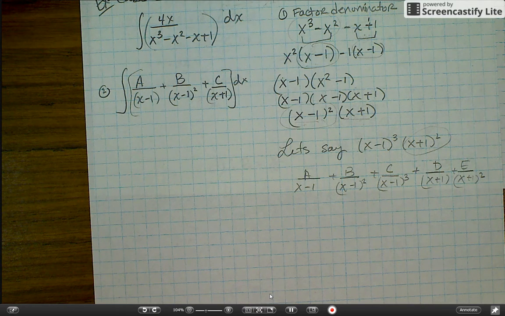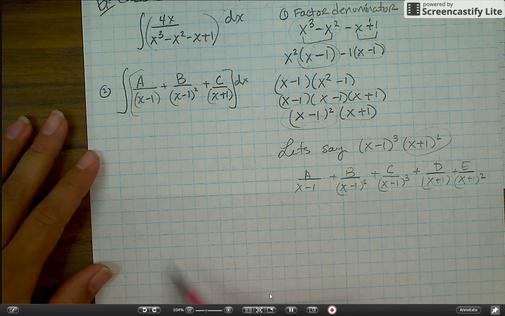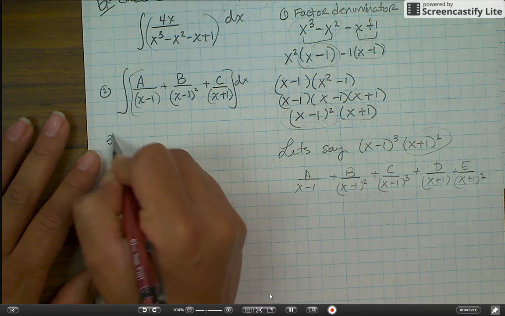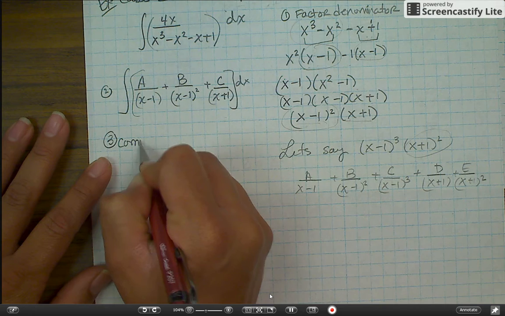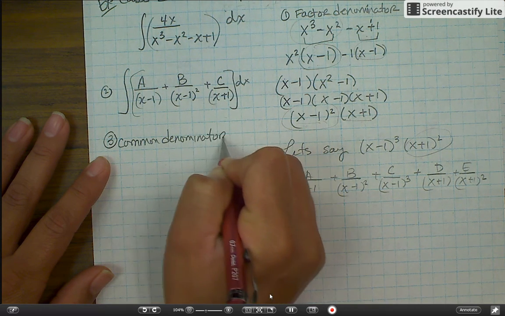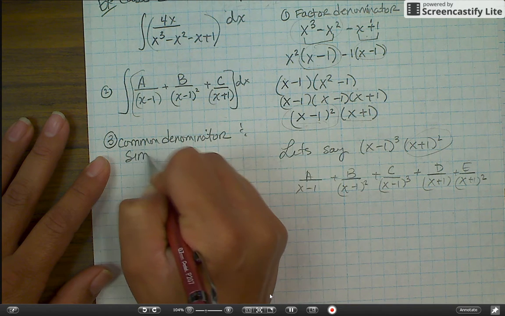So that would be a different situation. I don't think they're going to give you something torturous like this, but at least you know what to do. Okay, so you know that if it was a little different, this is what you would have to do. And then you just end up doing the same process. Okay, do a common denominator and simplify the numerator.